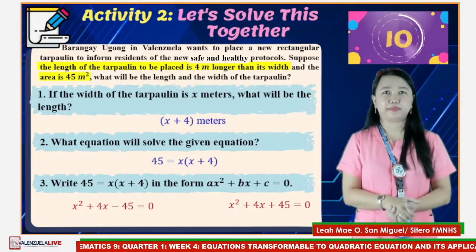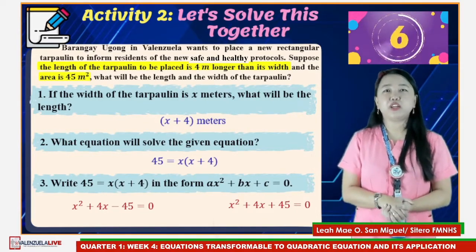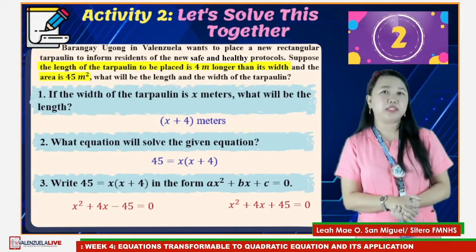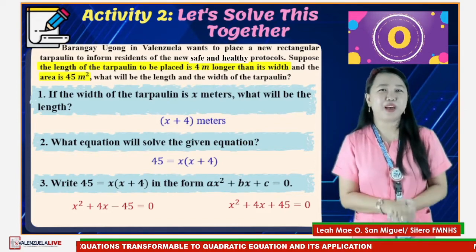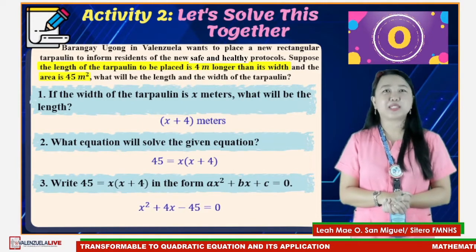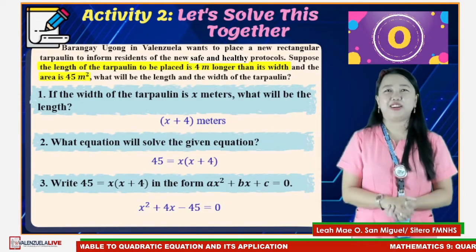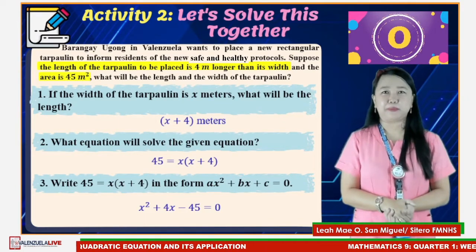Go! The equation is quadratic, and we could write it in standard form by using distributive property, addition property of equality, and symmetric property. Alright, time's up. If you answered x squared plus 4x minus 45 equals 0, then you are correct. We could solve this by factoring.